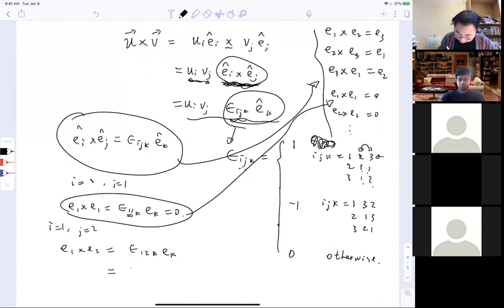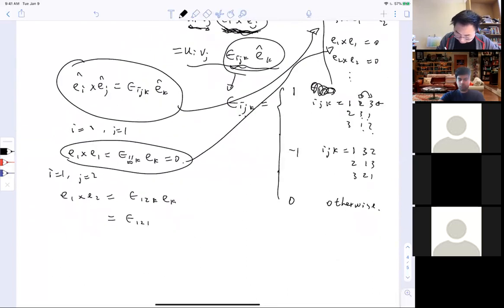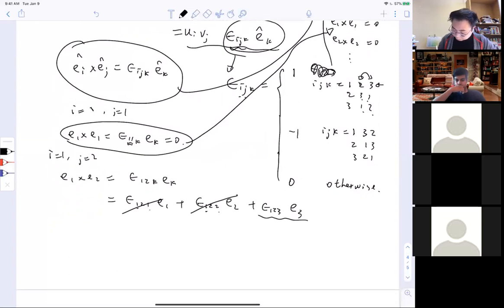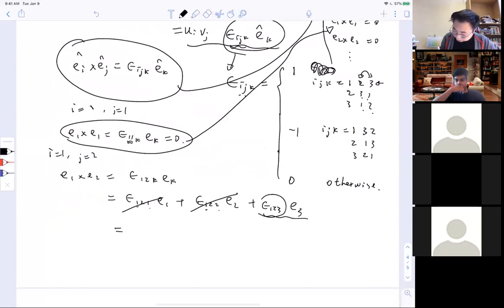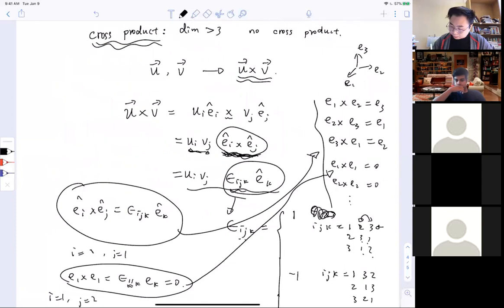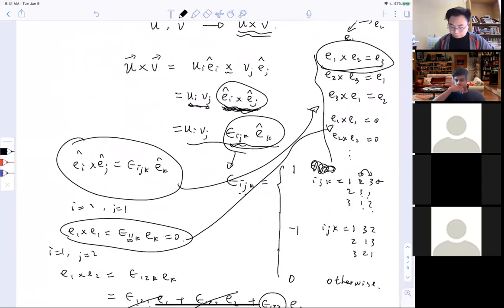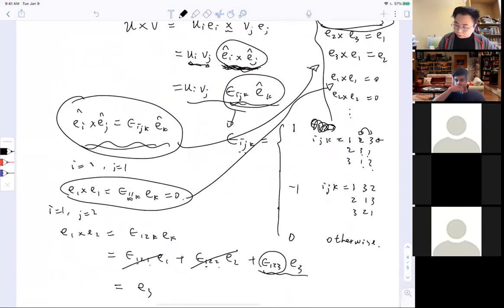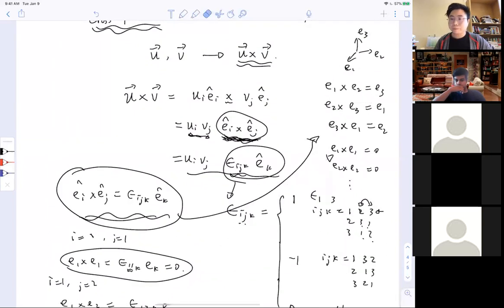Of course, k can be 1, and also k can be 2, and k can be 3, but those terms are 0 because two indices are the same. So only the last term survives, and we know that epsilon 1,2,3 is 1, so e3. So we get e1 cross e2 equals e3, which is exactly the first equation. So this is just a compact way to write those equations.